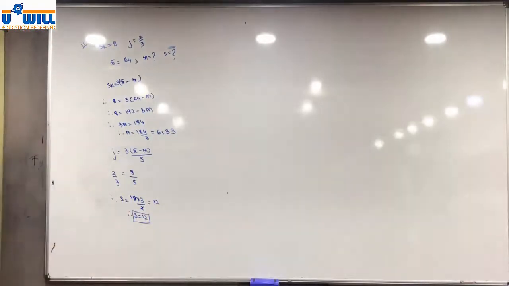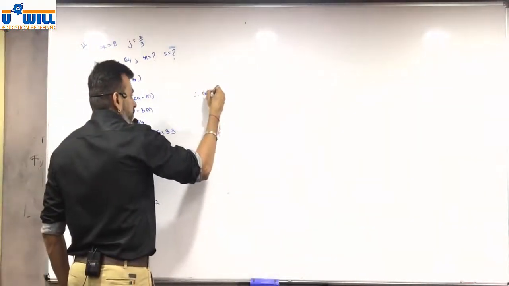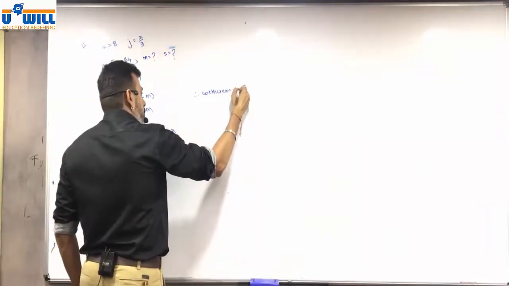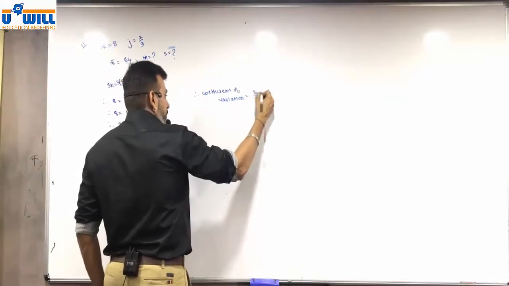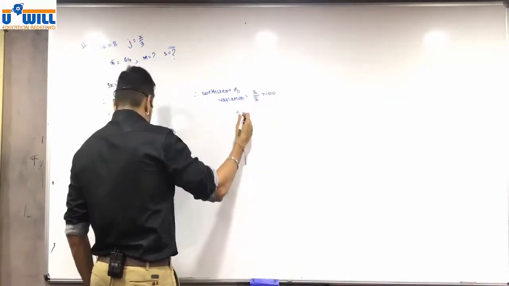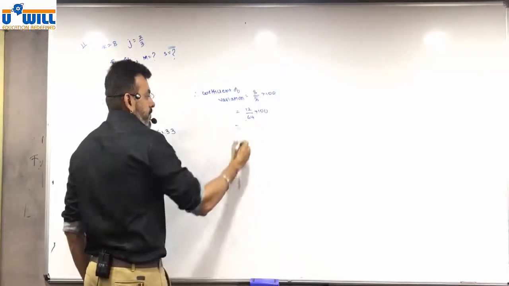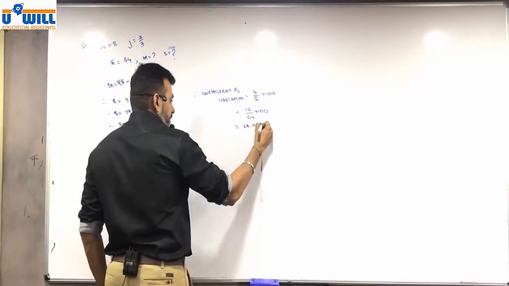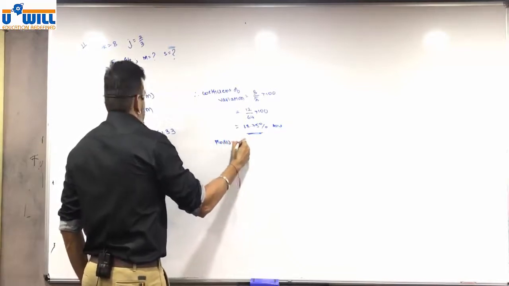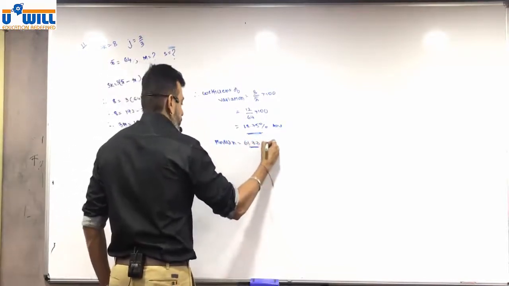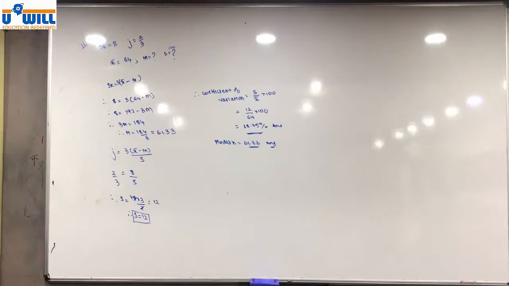We find out what now? We have to find coefficient of variation. Therefore, coefficient of variation is equal to S upon x bar into 100, which is equal to 12 upon 64 into 100, 18.75%. And median is equal to 61.33. We have to find two measures, median and coefficient of variation.